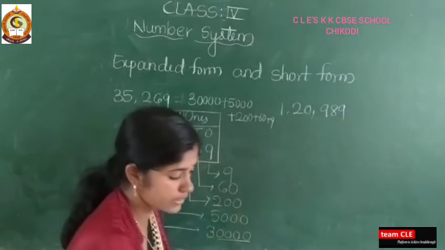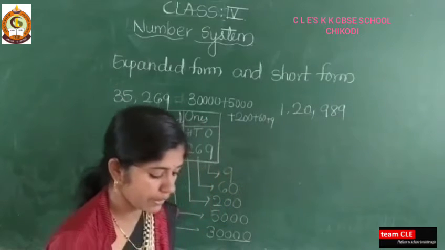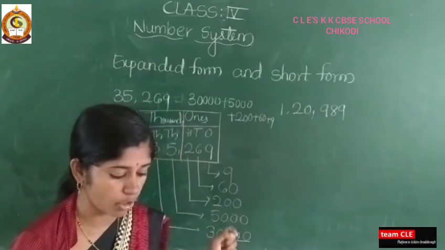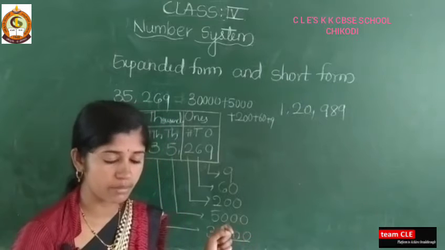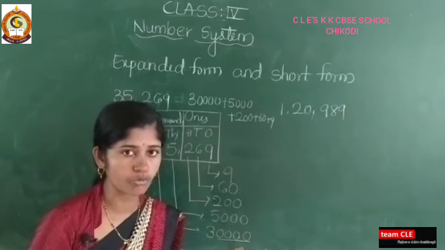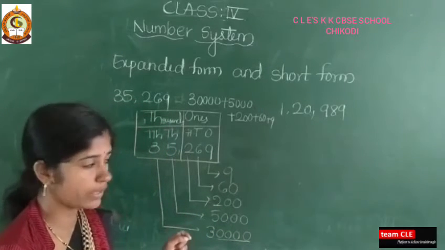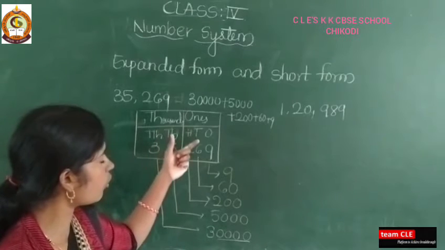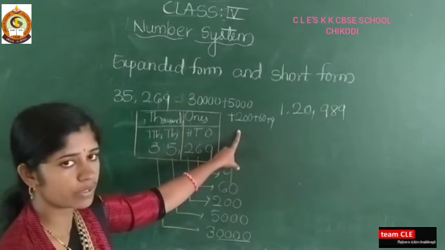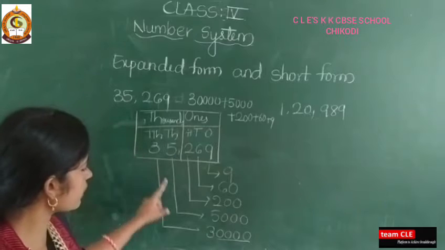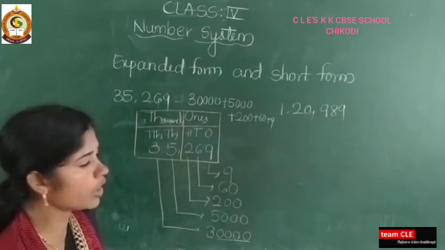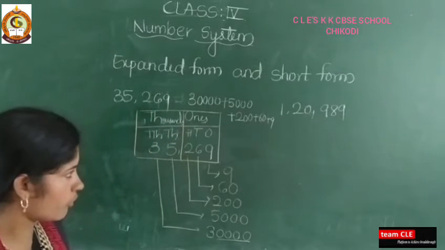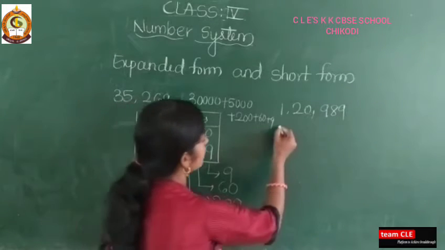This is the way the expanded form of a number is a way of expressing it as the sum of the place values of all the digits. I hope you understood this. Why did I teach this? Because if you know this, then only you come to know how to write the expanded form. Then here one more number is there.